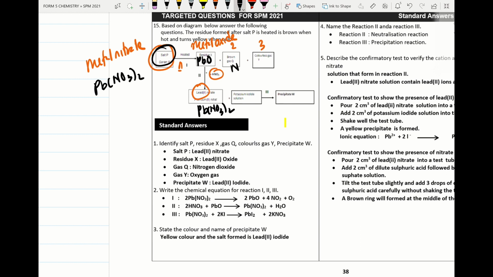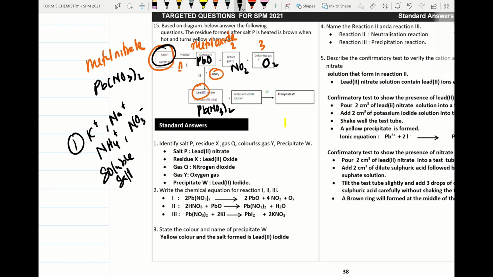Alright, the brown gas is nitrogen dioxide. This one is oxygen gas. Oxygen gas is a colorless gas. Okay, this is lead(II) nitrate. Please remember point number 1: potassium ion, sodium ion, ammonium ion, and nitrate ion are all known as soluble salts. Potassium iodide solution is also soluble. When soluble solutions react, we will get an insoluble substance, known as a precipitate.